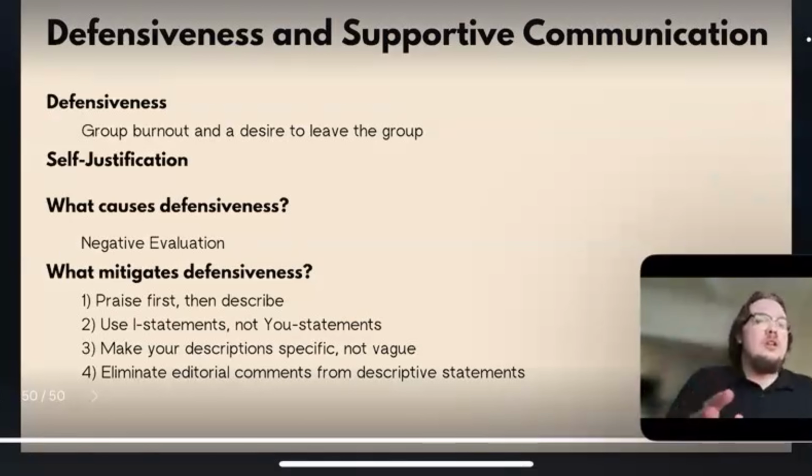So, with all of this in mind, you should incorporate all of these different concepts throughout your group presentations. Ensure that you are not doing these things and only doing the positive things. So praise first, then describe, use I statements. It's all about communication. And if we're all able to create a positive, warm, inviting, collaborative communication in our groups, then we're going to be setting ourselves up for success.